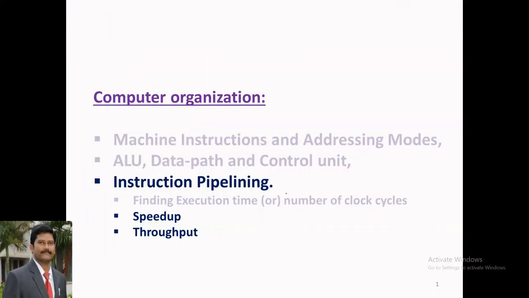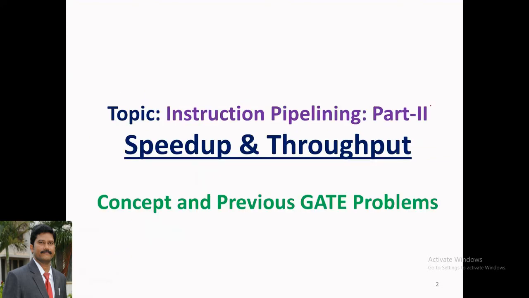In the last video lecture, we discussed finding the execution time and number of clock cycles in the instruction pipeline. This concept is completed along with previous GATE problems. So today let us discuss these two topics in instruction pipelining: speed up and throughput. This is instruction pipelining part 2, speed up and throughput. Let us solve both the concept and previous GATE problems.